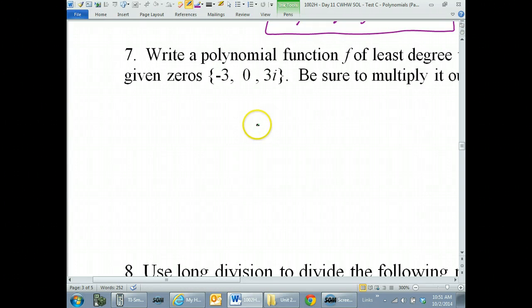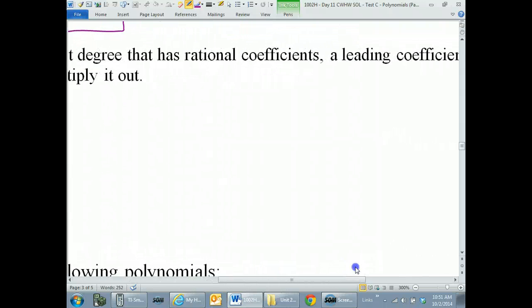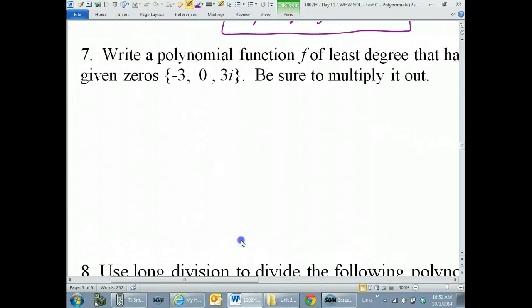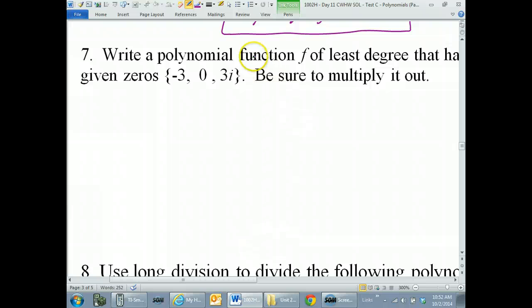Whatever, close enough. Write a polynomial function of least degree that has rational coefficients, leading coefficient of 1, and these zeros. Multiply it out. Okay. Before I do anything else, it looks like I'm giving you 3 zeros, but I'm actually giving you 4. What am I talking about right now?